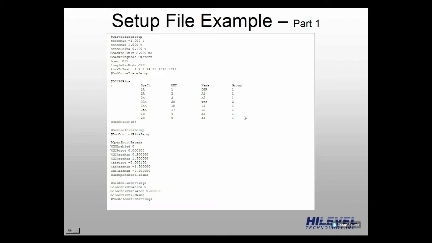In the CurveMaster, all of the signal pins will be in Group 1. Group 2 and higher are for power pins. That's why we see Group 2 has the pin VCC and the DUT pin 20. Other test parameters are next, such as our open short test setup here and our golden pin parameters right here.